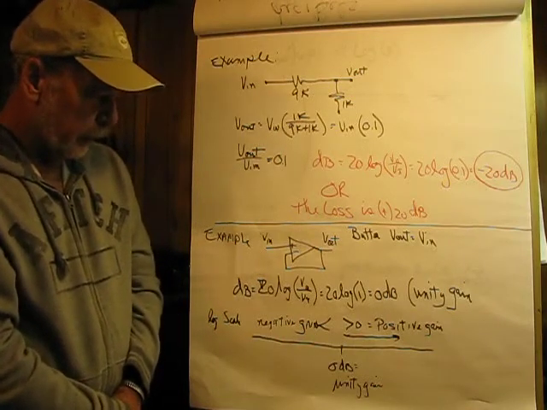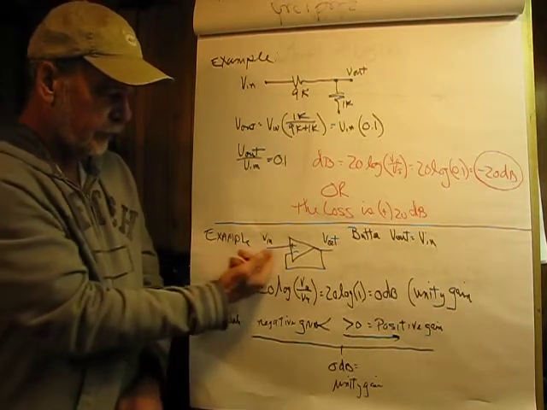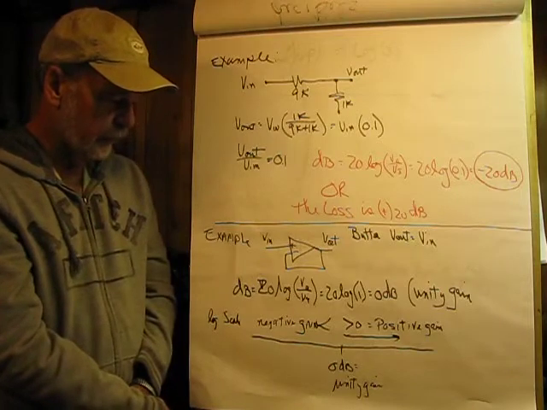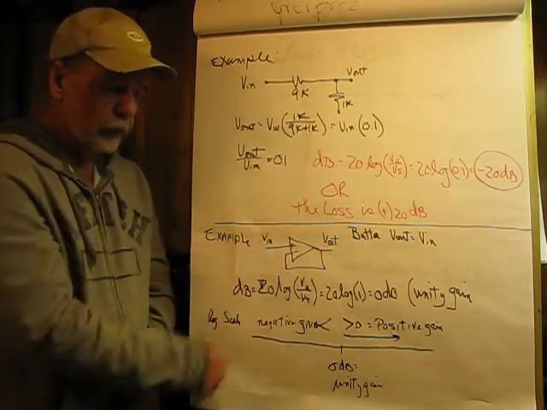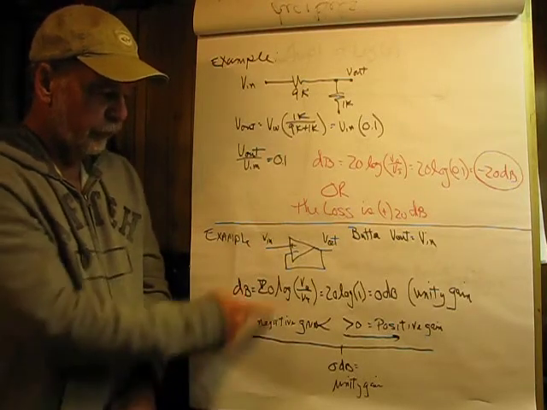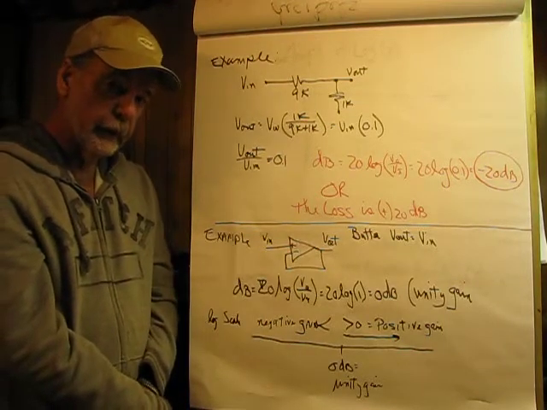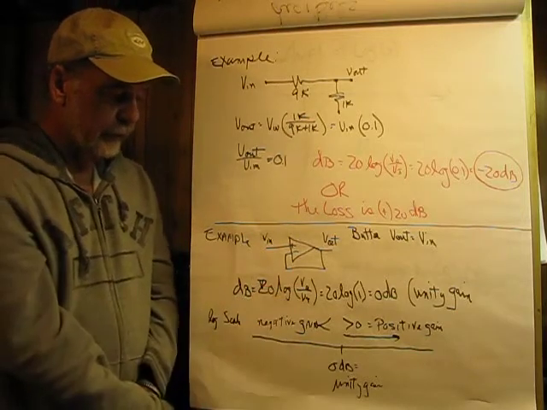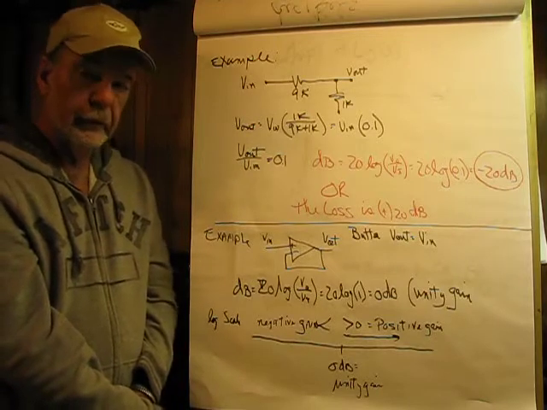For another example, suppose we take this, and this is a buffer. It's an operational amplifier set up with 100% negative feedback, and V out very closely is the same as Vn. Under that circumstance, if we were to find the gain, it's going to be unity in the linear domain, so it would be 20 times the log of V out over Vn, or 20 times the log of 1, which gives us 0 dB.